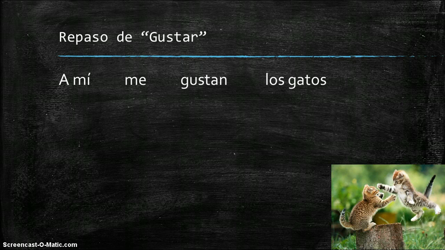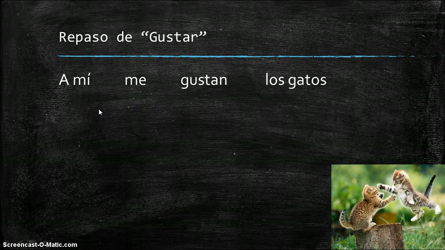And this understanding that gustar means to be pleasing helps us identify what the real subject of the sentence is. If I say I like cats, I mean cats are pleasing to me. And this is what I am literally saying here in the sentence. I'm saying cats are pleasing to me.